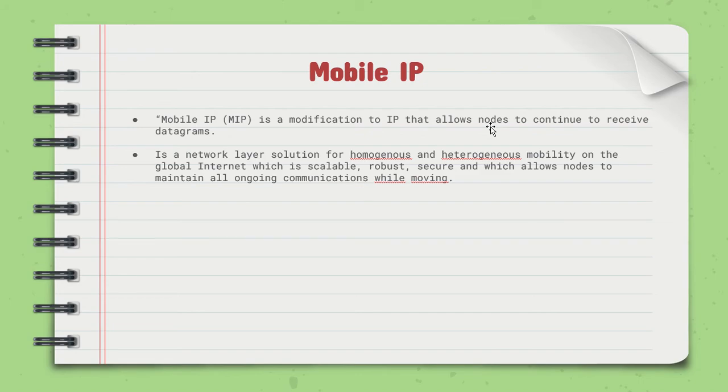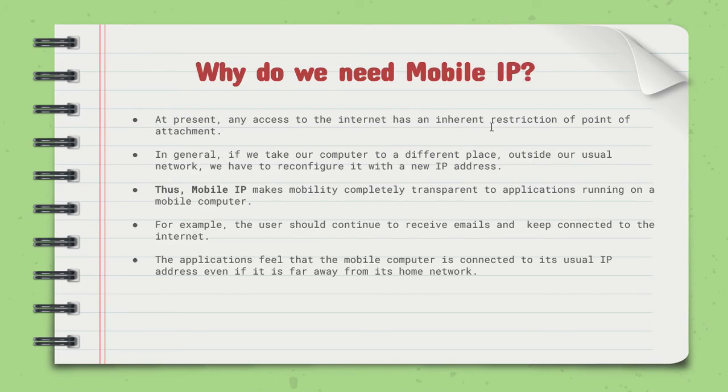Okay, next, mobile IP. Mobile IP is a modification to IP that allows nodes to continue to receive datagrams. Mobile IP is a network layer solution for homogeneous and heterogeneous mobility on the global internet, which is scalable, robust, secure, and which allows nodes to maintain all ongoing communications while moving.